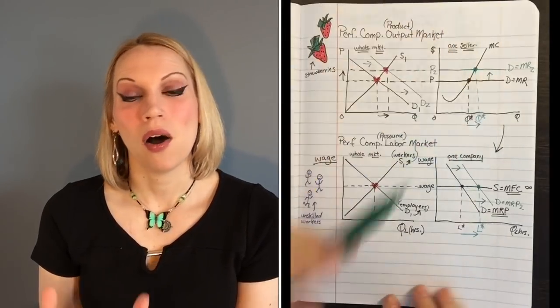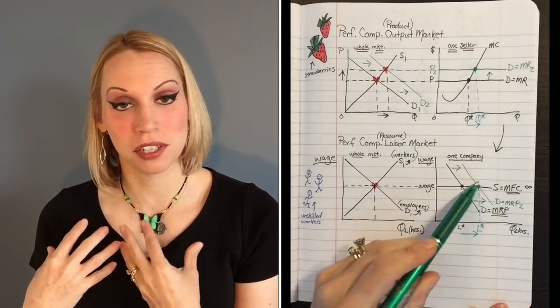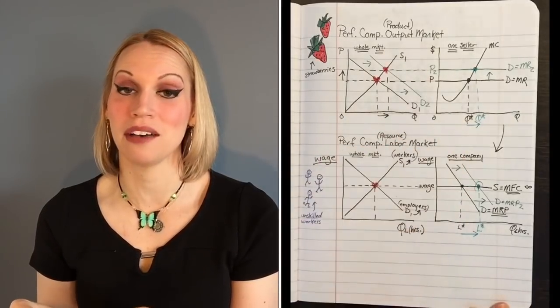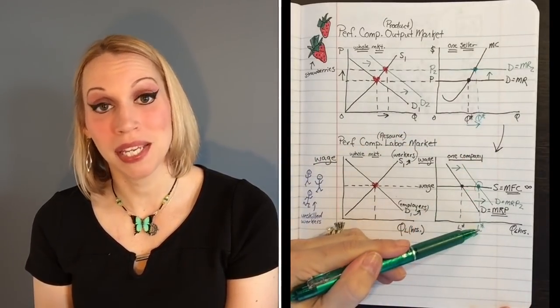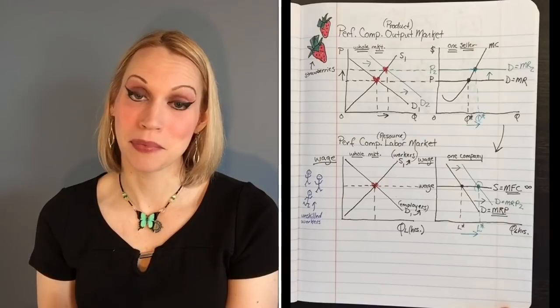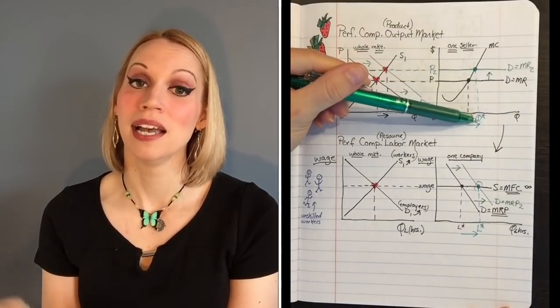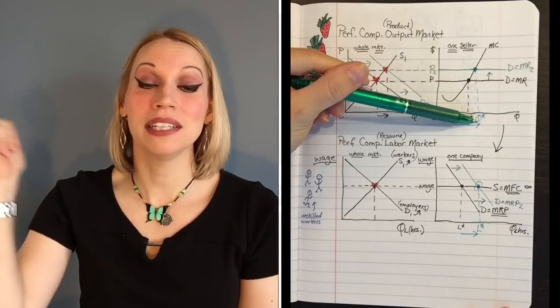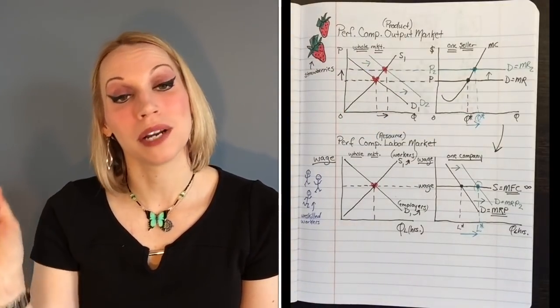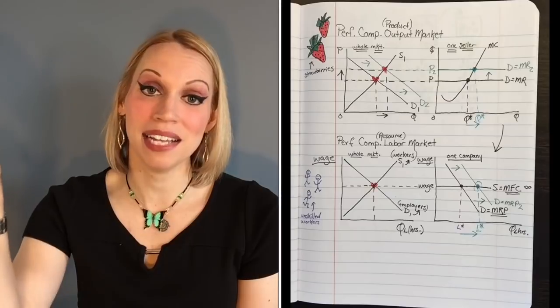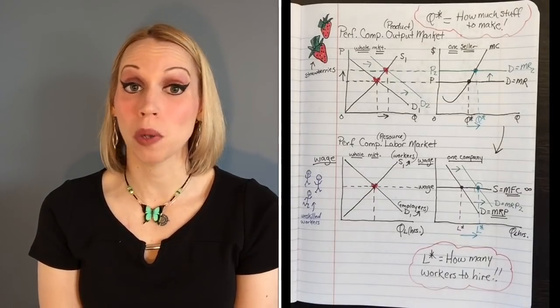So notice that on our individual strawberry firm's resource market graph, where MRP hits MFC, that tells us the best number of workers we want to hire. And then on our graph in the output market, we're at where MR hits MC, and that tells us how much stuff we want to make.